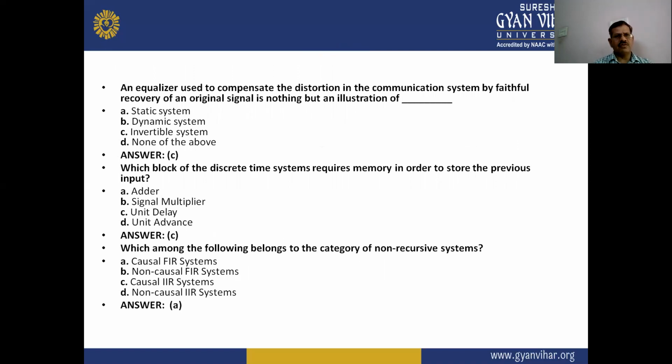An equalizer is used to compensate the distortion in the communication system by faithful recovery of the original signal. What is this an illustration of? Option A, static system. Option B, dynamic system. Option C, invertible systems. Option D, none of the above. So the correct answer is option C, invertible systems.